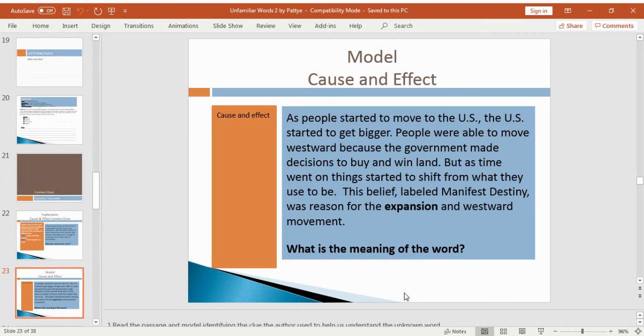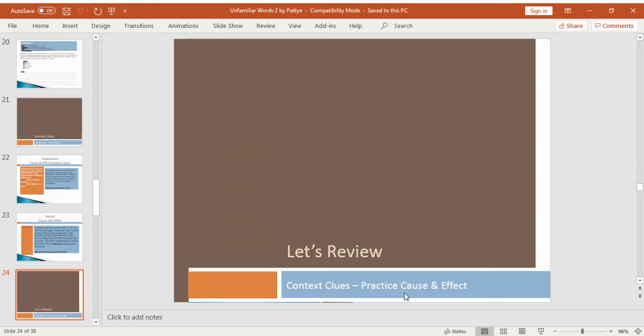Let's go back to the passage. It says, in the sentence where I see the bold-faced word, this belief labeled manifest destiny was the reason for the expansion and westward movement. It does not give me a clue on the cause and the effect. But let's look at the beginning of the passage. It said people started to move west. That is the cause. What is the effect or the result? The United States got bigger. So expansion means when the people were moving west, the United States was growing.